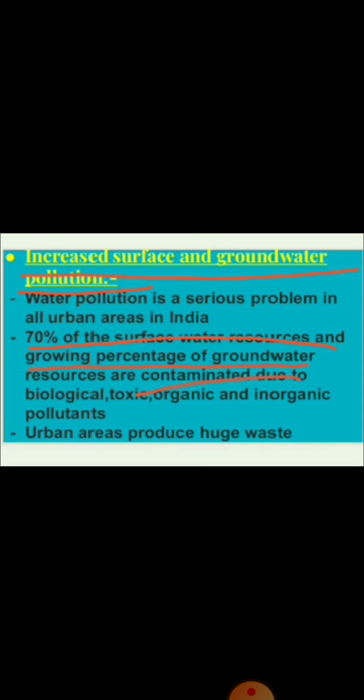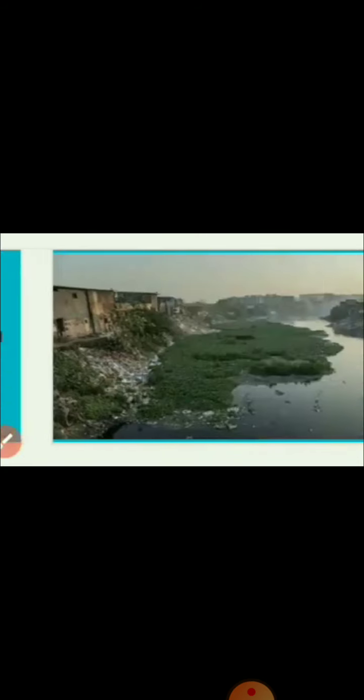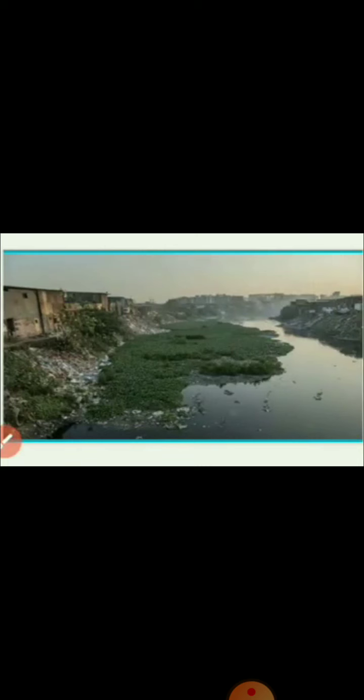This in turn is leading to an increased burden of vector-borne diseases like cholera, dysentery, jaundice and diarrhea. So this is how, due to continuous pollution, we are heading towards a dangerous situation of environmental pollution. Here are the pictures of surface and groundwater pollution. This is how we are throwing garbage in our water bodies, which leads to pollution.